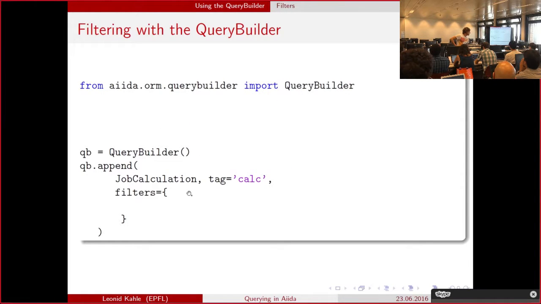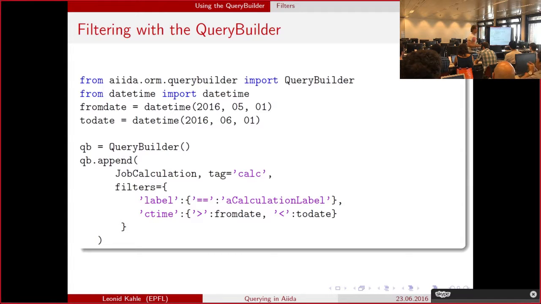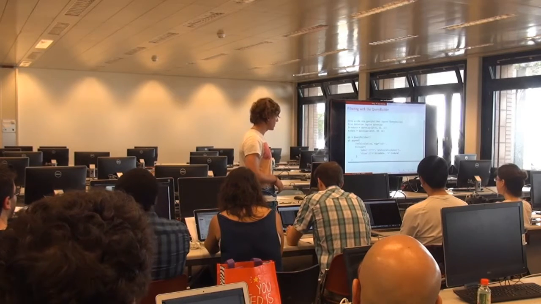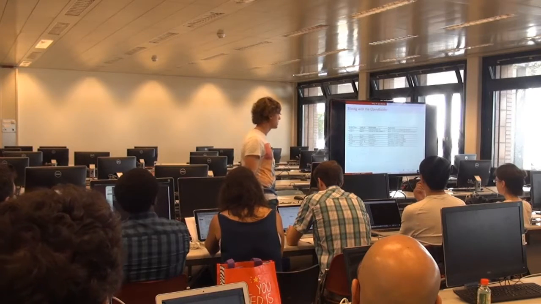You can apply filters. So this one filters, for example, for a calculation label, so that the label of a job calculation is the string, a calculation label. This filters for all calculations that have been created after the 1st of May. And this filters for all calculations that have been created between May 1st and June 1st. So you will see these queries in the exercises as well. So the important part to notice here, the keyword is filters. The keyword for projections is project.